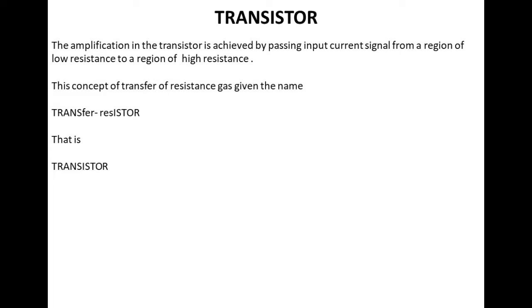The amplification in the transistor is achieved by passing input current signal from a region of low resistance to a region of high resistance. This concept of transfer of resistance has given the name transistor, that is, transfer resistor. And with the help of transfer resistor, we get the name transistor.